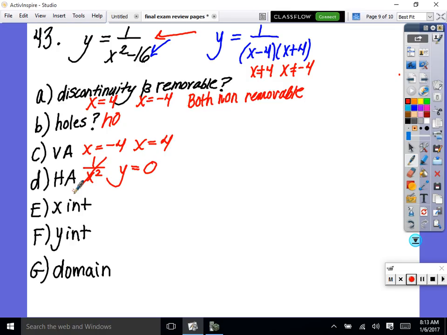So remember, with horizontal asymptotes, if your leading coefficients were 2x squared over 3x squared, the x squareds would divide out, so we would have a horizontal asymptote at 2/3. Just a reminder.